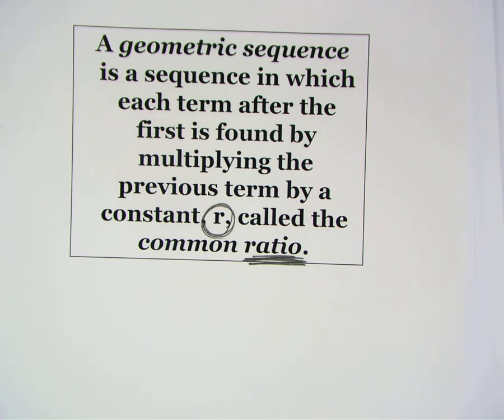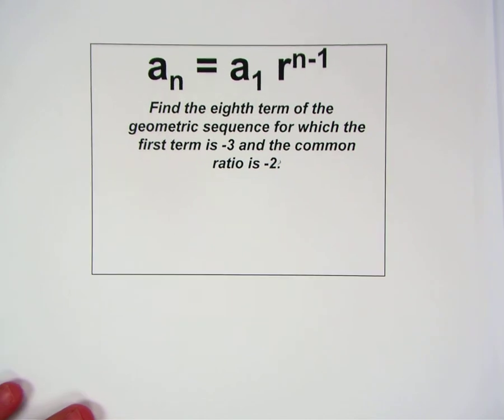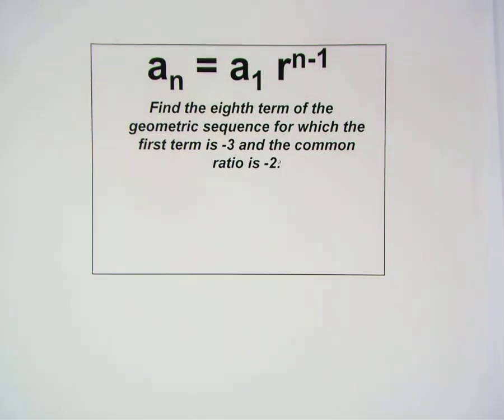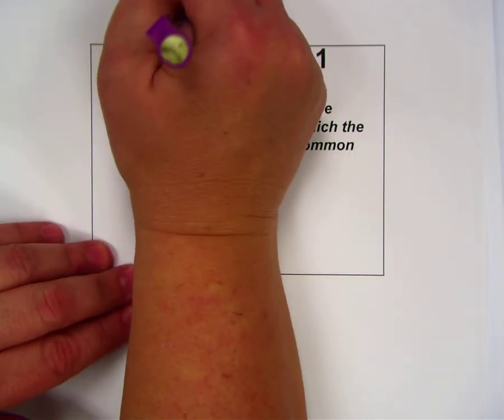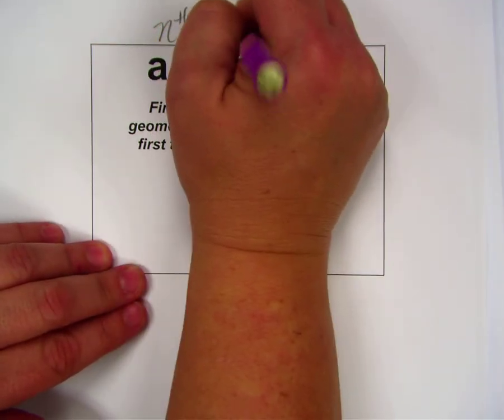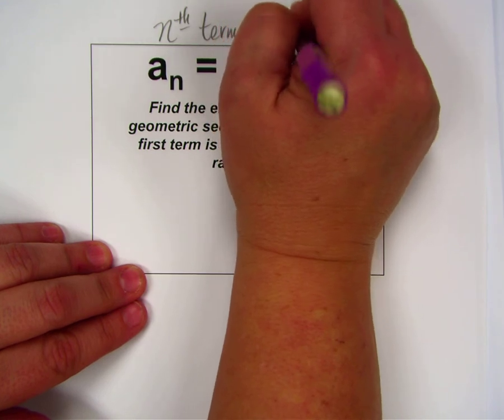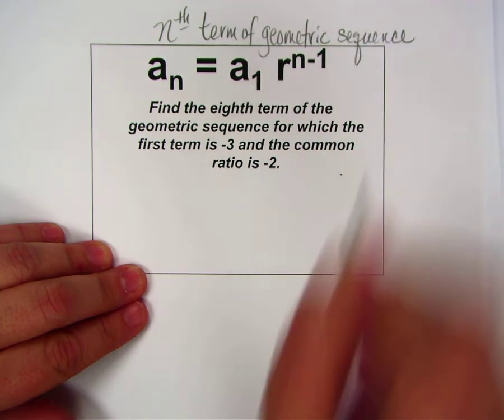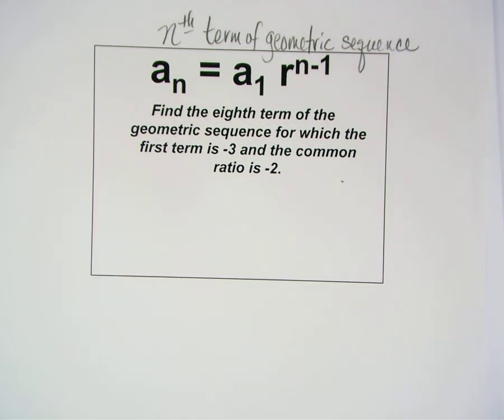Okay, so just like we had formulas when we did arithmetic sequences and series, we have formulas for doing geometric sequences and series. So this is the formula for finding the nth term of a geometric sequence.